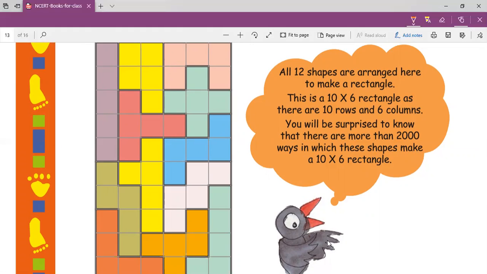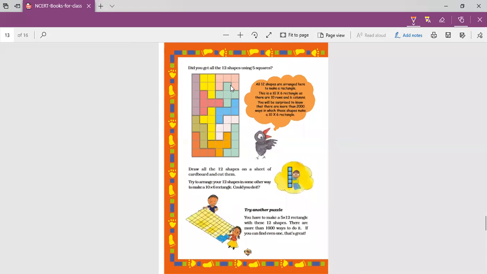Now let's see what this crow is saying. All 12 shapes are arranged here to make a rectangle. So see, when we draw the shapes in the upper rectangle, they can be arranged. These shapes here are arranged to form a rectangle. I'll make the page size less so you'll understand. So you can see this page size. All the shapes they have given are arranged in such a way that they form a rectangle.